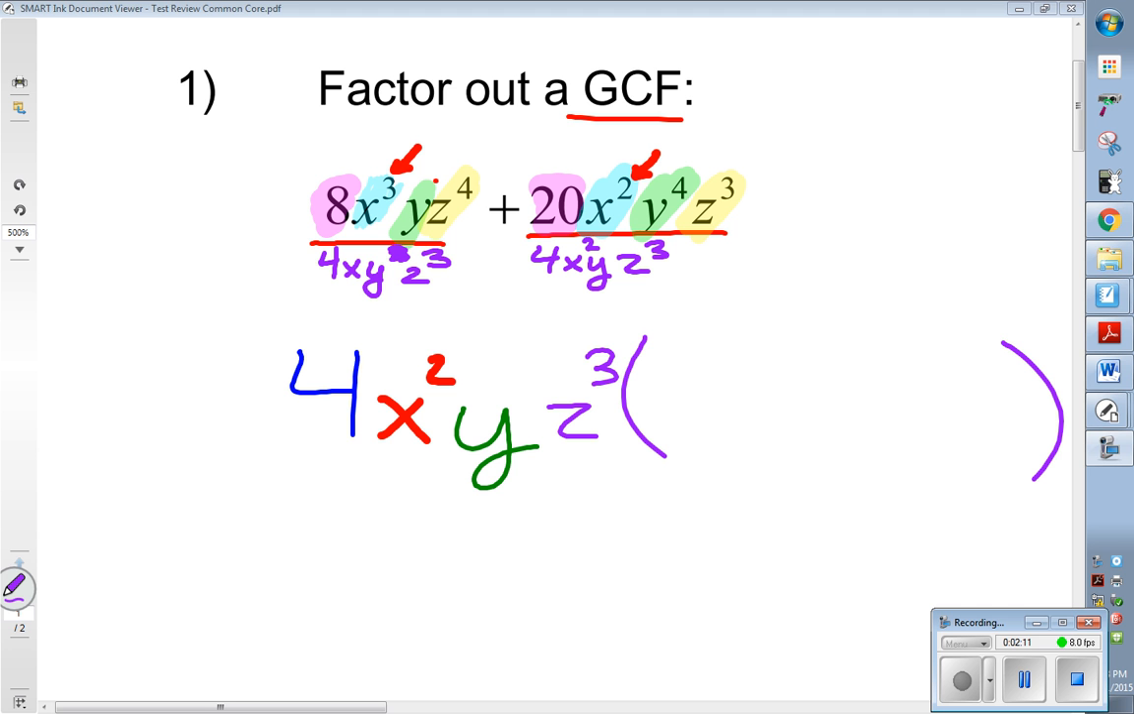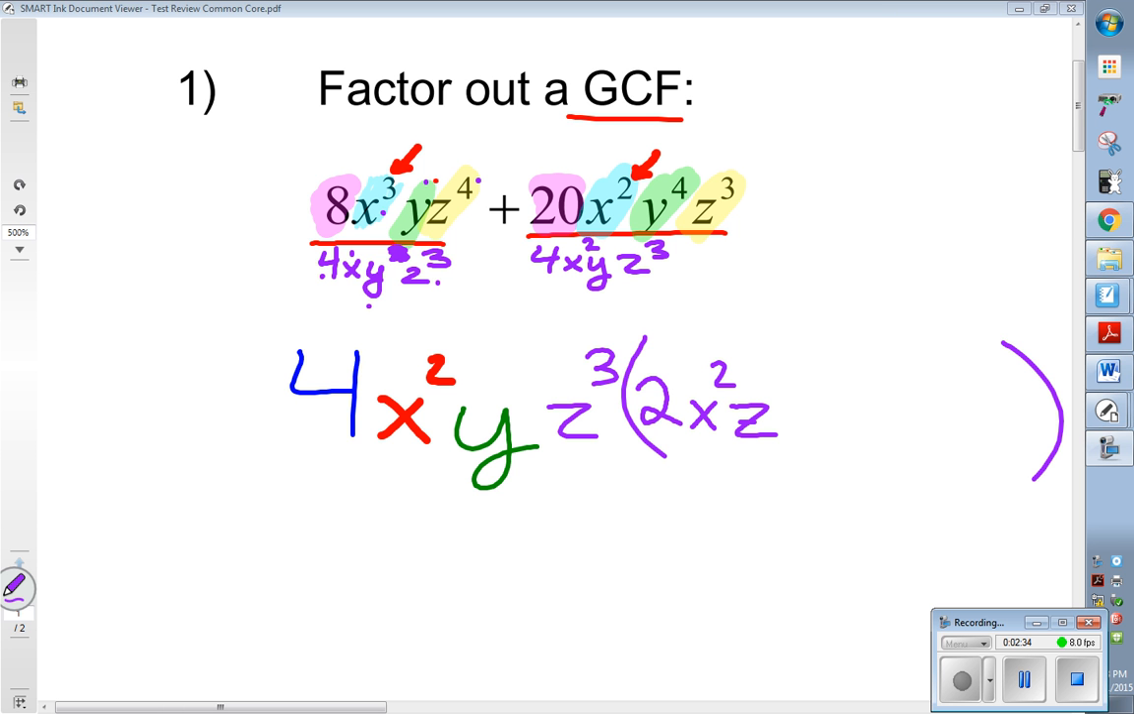If I take an 8 divided by 4, that would leave me with 2 in this first chunk. If I took x cubed divided by x squared, that leaves me with x. If I took out the y, then there wouldn't be a y anymore. And z to the 4th divided by z cubed: if I take 3 out of 4 of them, I would have 1 of them left over.